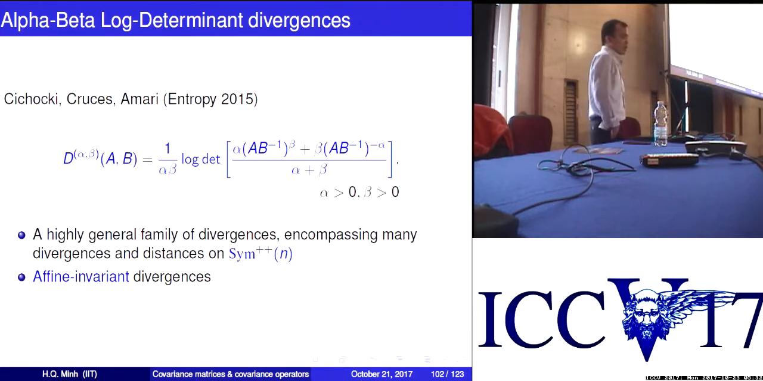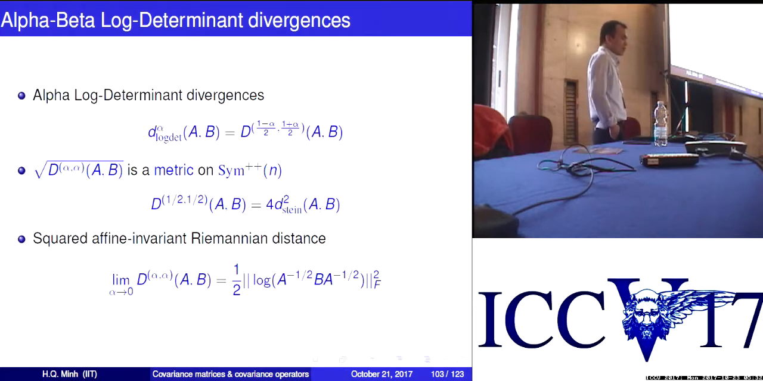In particular, it encompasses the alpha log det divergence that I talked about before, including the symmetric Stein divergence. And in the case where alpha and beta are the same, the square root of this is actually a metric. In particular, when alpha is equal to half, then we recover the symmetric Stein divergence. And it also encompasses the affine invariant Riemannian distance.